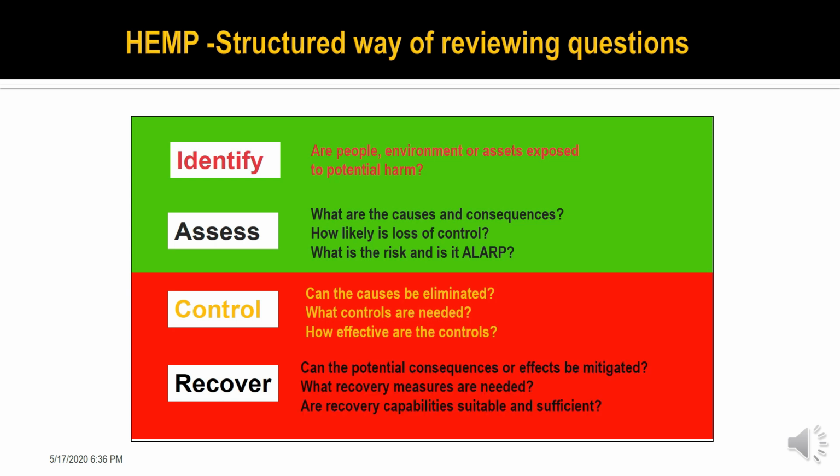Then the recover. Can the potential consequence or effects be mitigated? Which means if there is damage, can you limit the damage? And how are we going to bring the business back to the normal level? That is what the recovery measures mean. The recovery measures that we have in our hands, are they big enough or sufficient enough to ensure that it will bring our business back at any given time? Those are the recovery measures. Anyway, don't worry about the magnitude of these things right now. We are going to go through a practical example and then you will understand it much better.